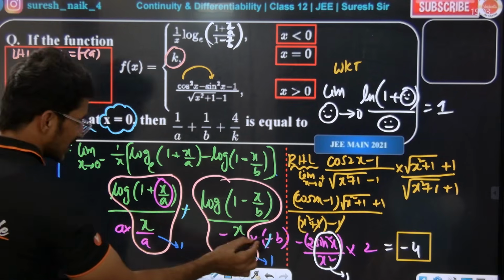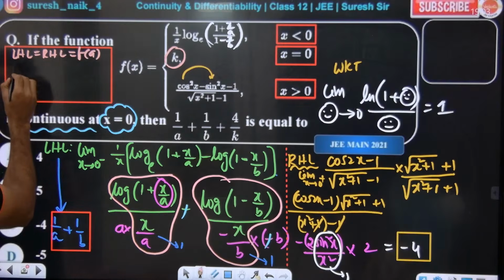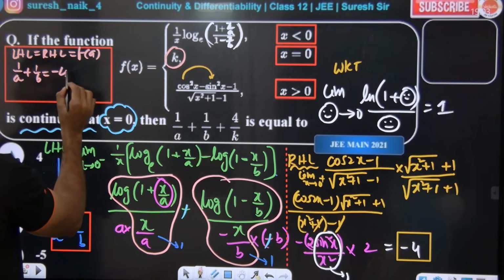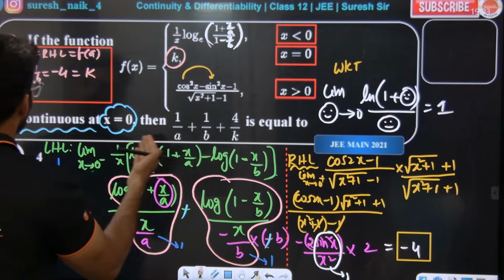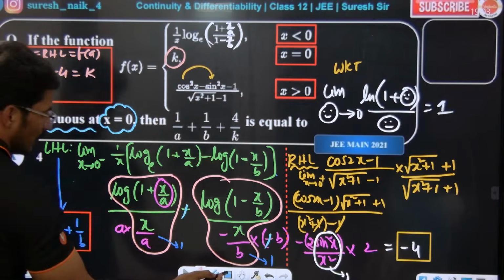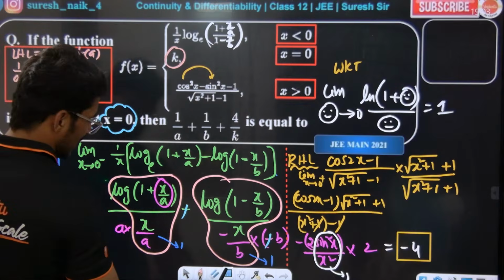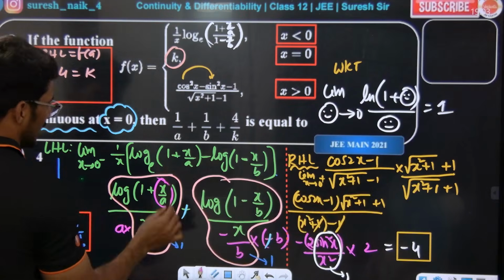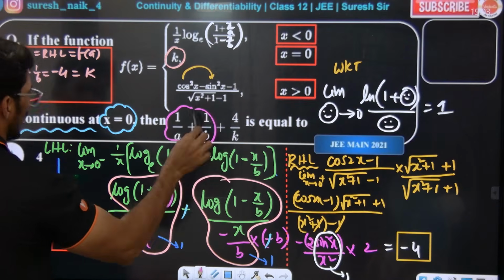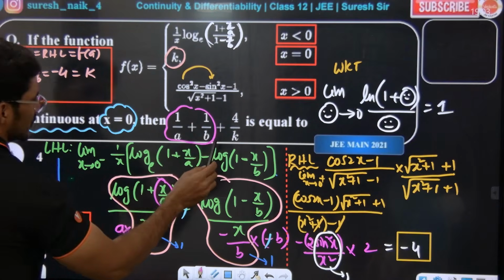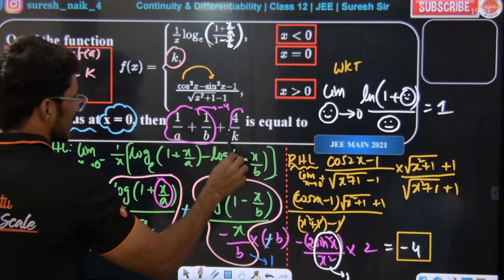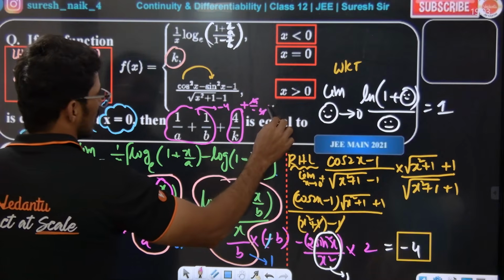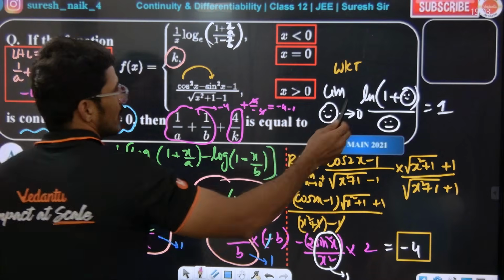What is the LHL answer, sir? The LHL answer is 1 by a plus 1 by b. The RHL answer is minus 4, which is equal to k. What do we want? We want 1 by a plus 1 by b plus 4 by k. Simple answer. Chintu, listen to class. 1 by a plus 1 by b is minus 4, and 4 by k with k equal to minus 4 is minus 1. So minus 4 minus 1, the answer is minus 5.